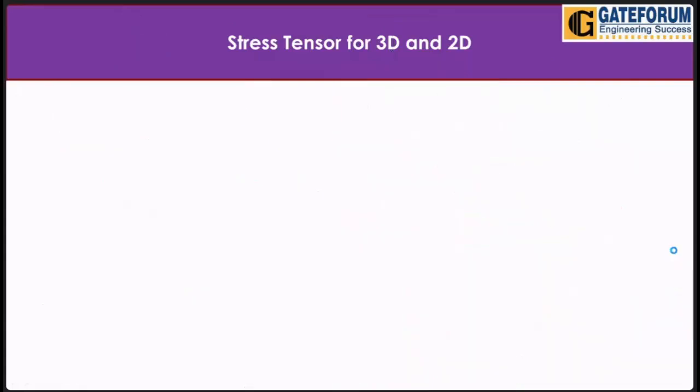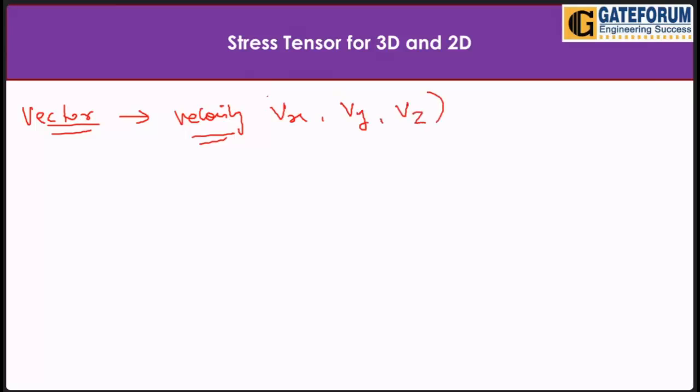Okay. Now we'll move to the stress tensor in 3D. Suppose you go for a vector quantity, like velocity. Velocity in the x direction, velocity in the y direction, and velocity in the z direction. That's it. So here we have basically three terms only.